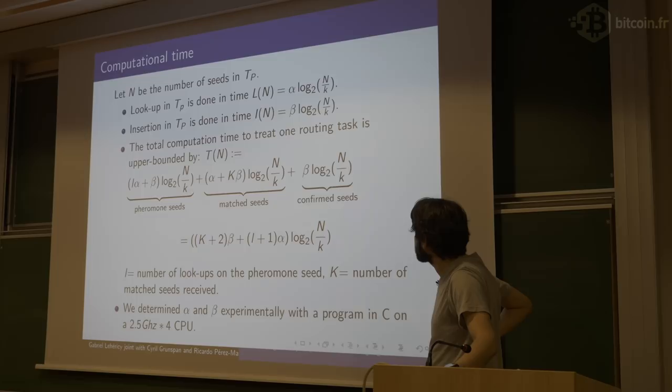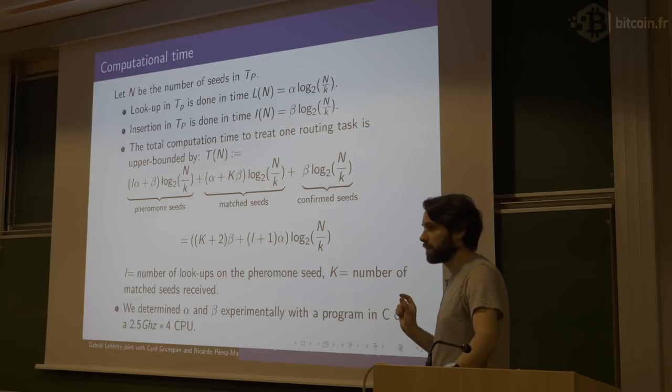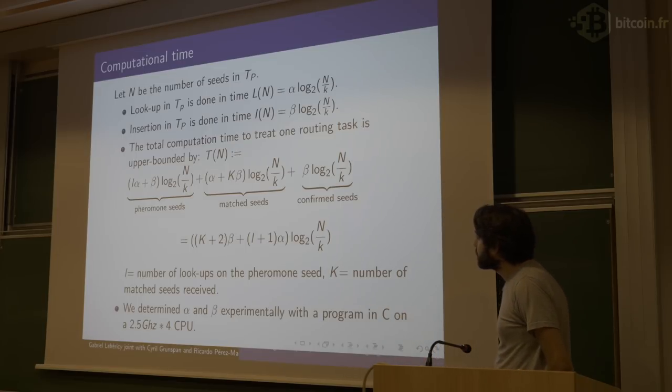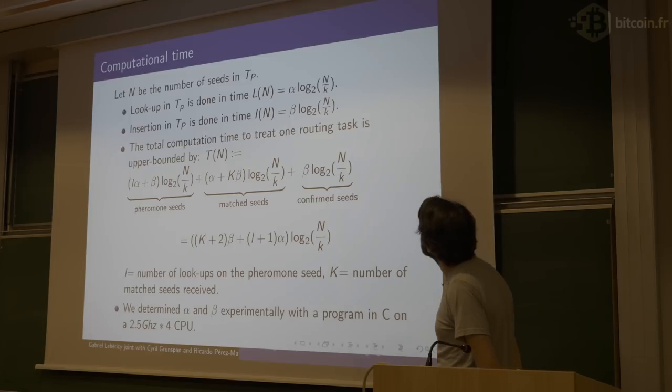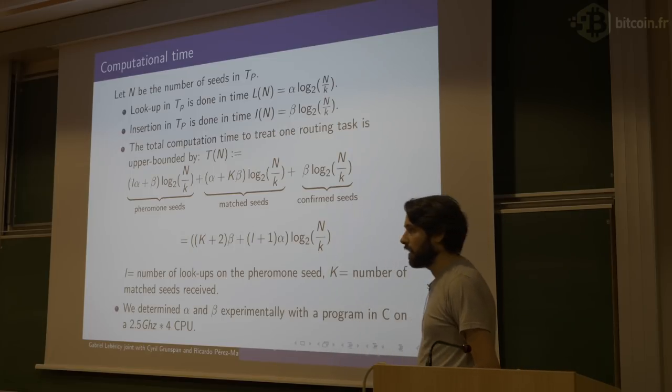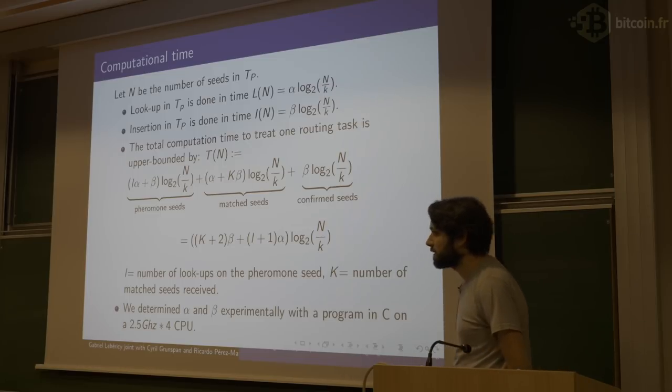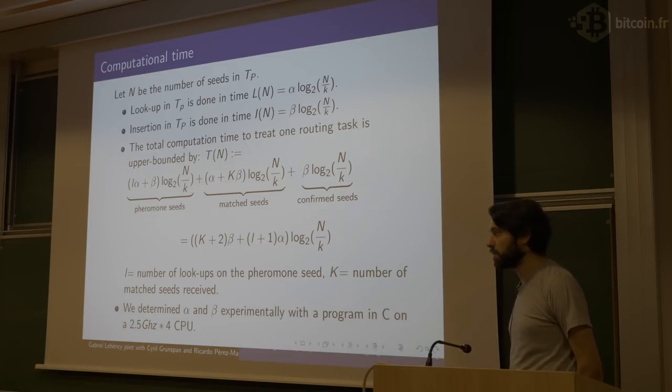So this gives you this formula, which tells you basically how long it takes to perform all the tasks for one routing task with n many seeds in k many trees. Alpha and beta are the coefficients in front of the log, and we determined them experimentally. So we implemented this data structure, AVL trees with lookup and insert.